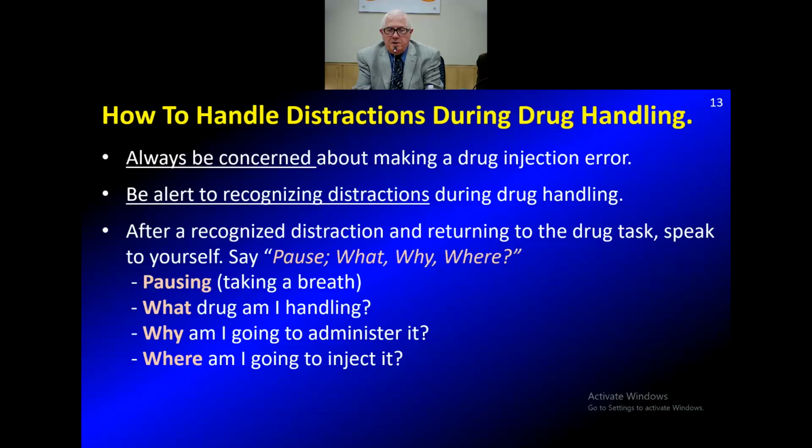Pause, what, why, where. Pausing means take a breath. Don't just immediately inject a drug or aspirate it. Just take a breath. Then ask yourself 3 questions. What drug am I handling? Why am I going to administer it? Where am I going to inject it? If you could force yourself to apply this rule for the rest of your career, you will never make one more drug error. Now that's impossible, but work towards that great goal.